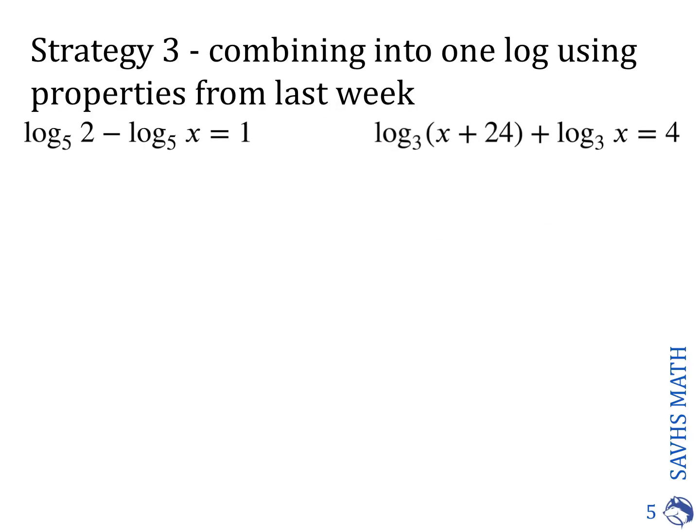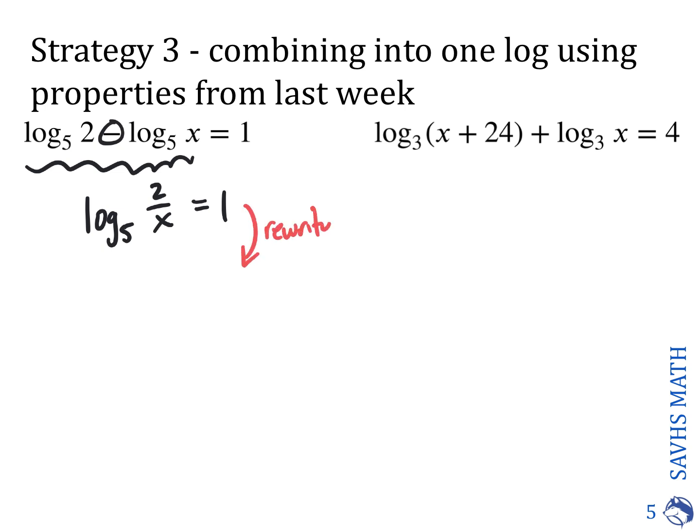Okay, the next strategy that we need to apply from last week is combining these rules into one log. The reason that we need to do that is because we can't actually make any progress on an equation like this one without doing something like that. So because there's a minus here, I can rewrite this as log base 5 of 2 over x, and that's equal to 1. So then once I have that taken care of, now I can rewrite. This one is a log equation, so I'm going to rewrite it as an exponential equation to make progress here. So I have 5 to the 1 equals 2 over x.